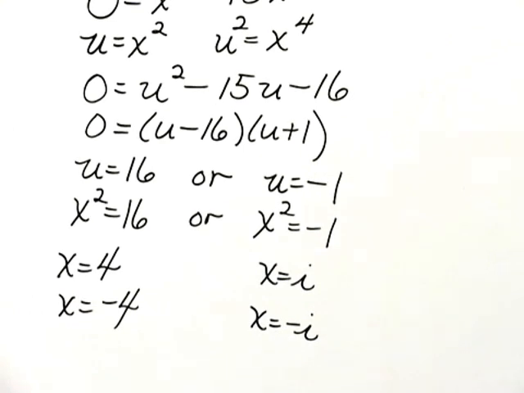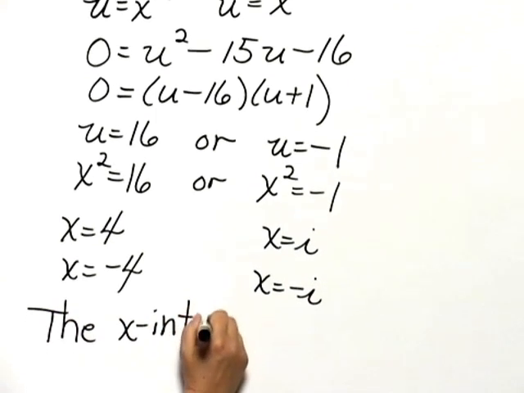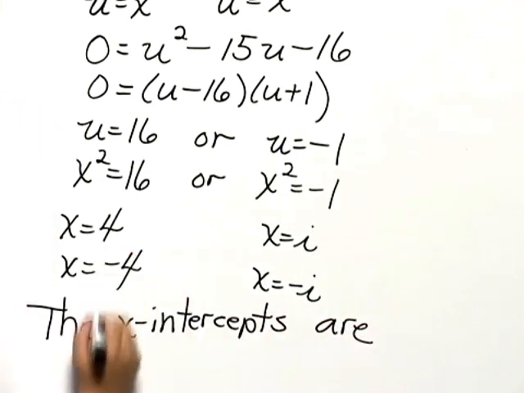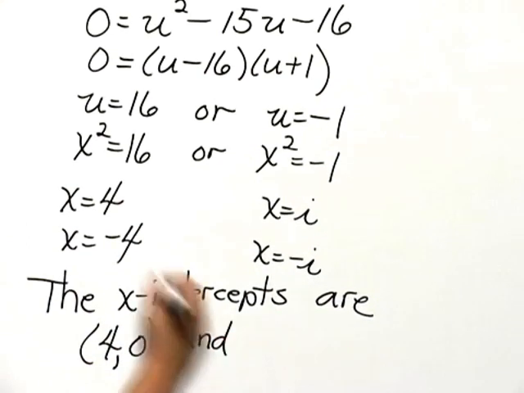However, we're not asked for solutions of the equation, we're asked for x-intercepts of the graph. When we have an imaginary answer, this is not going to give us an x-intercept. It's not going to show up on the graph as a place where it crosses the x-axis. Only these numbers, the real numbers, will correspond to x-intercepts of the graph. We need to write the x-intercepts as ordered pairs, so we can say the x-intercepts of the graph are 4, 0, and negative 4, 0.